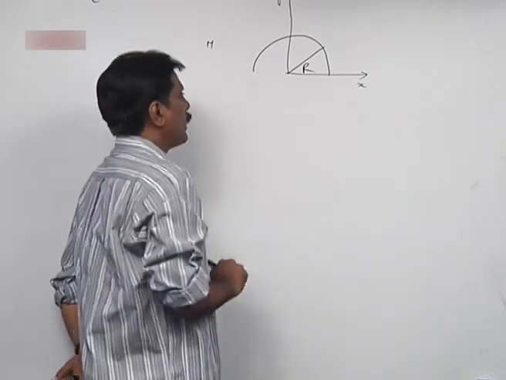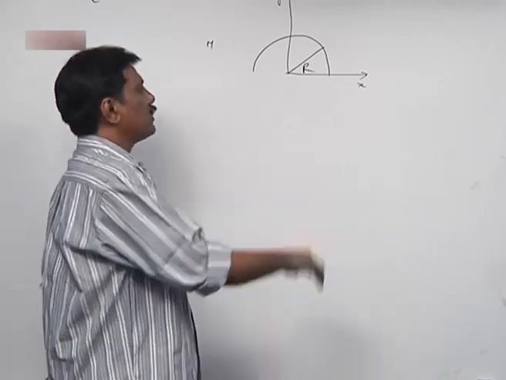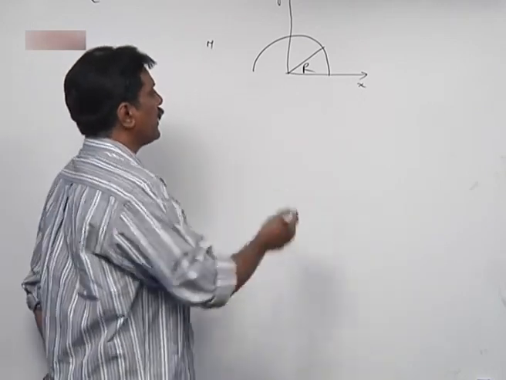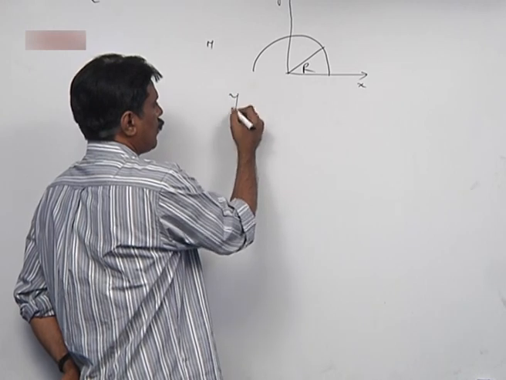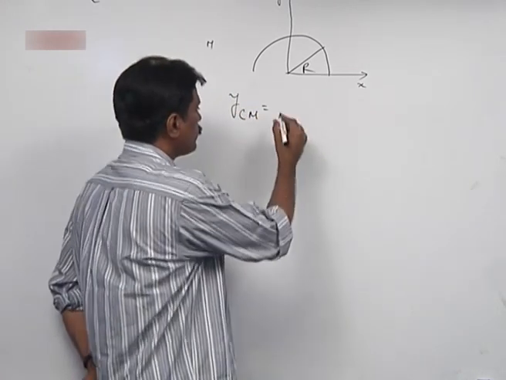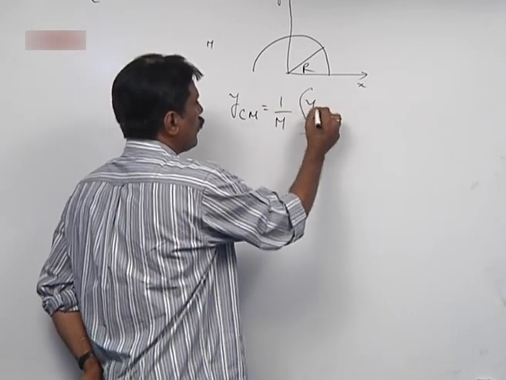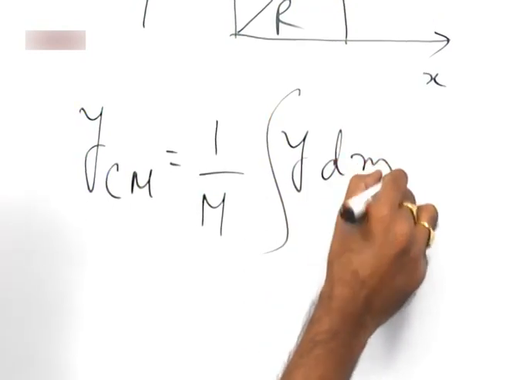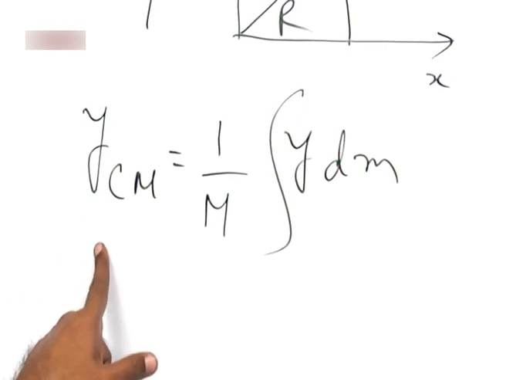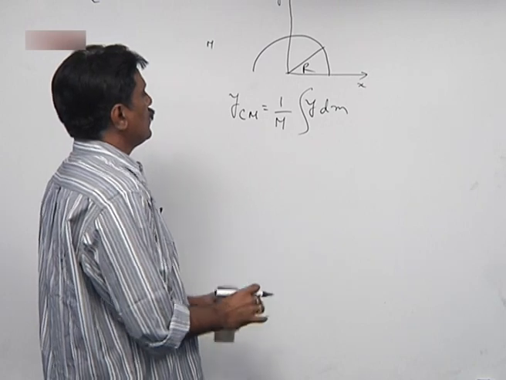Now, to find the y coordinate, first of all, let us see what relation we are using. The general relation as derived yesterday is that y center of mass for an extended object is 1 by m integral y dm. This is the formula for the y coordinate of extended objects. So, we will apply this for this case also.